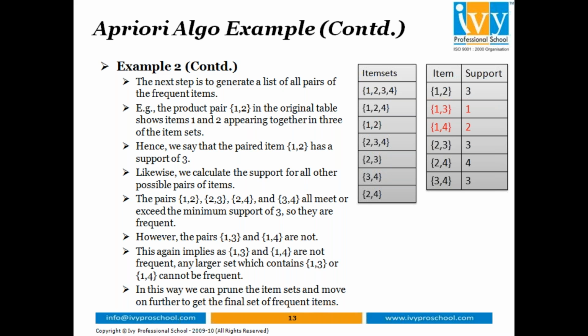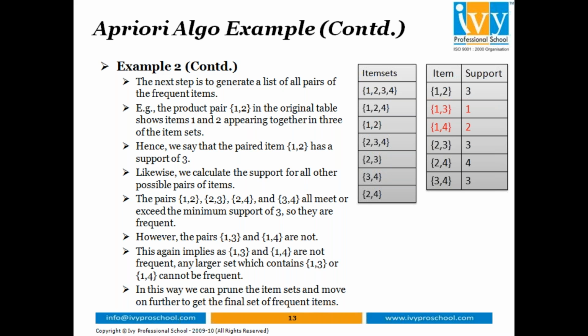Now 1 and 4 similarly is present in 2 rows. There is the first row and the second row. Nowhere else can you find 1 and 4 together. 2 and 3 has a support of 3. There is the first row, fourth row, and fifth row. 2 and 3. Likewise the other combinations that I have made.